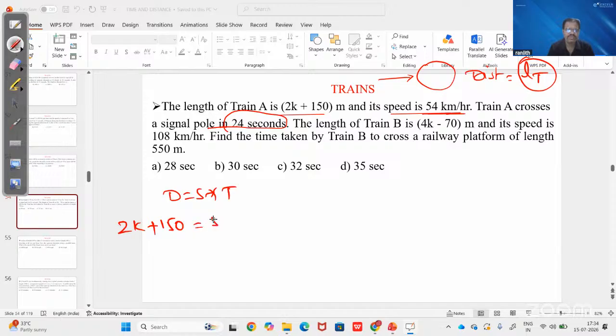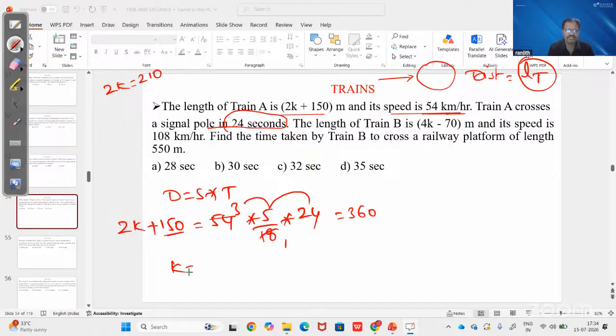So speed equal to 54 into 5 by 18 into 24. 18 ones are 18, threes are 54. So 24 into 5 equal to 120, 360. So if I subtract 150, 2K equal to 210, where K equal to 105.